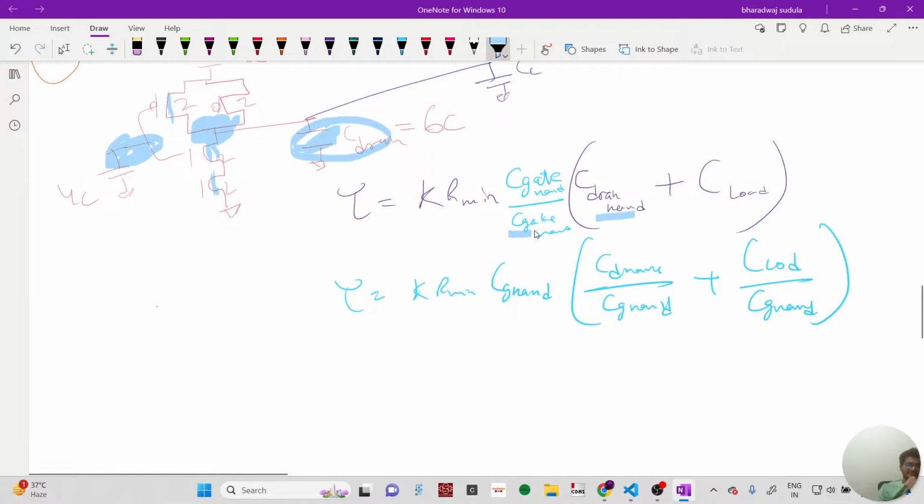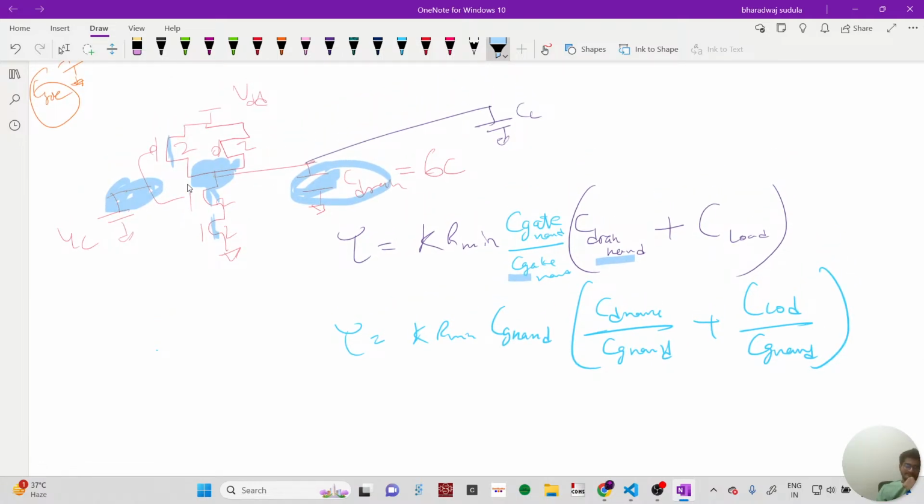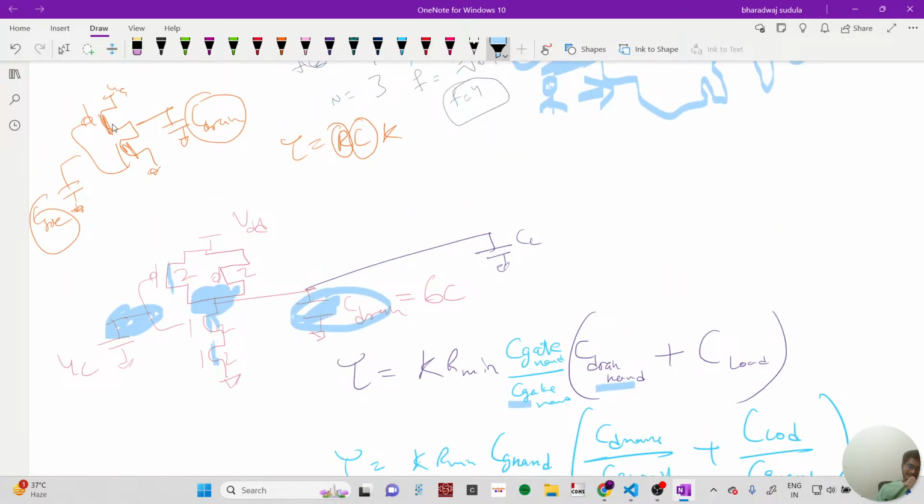But if you observe carefully, an inverter has NMOS and PMOS, and NAND also has only PMOS and NMOS. It's not like there is some XMOS or KMOS, LMOS, AMOS, BMOS. Not like that, right? These are only PMOS and NMOS. So the characteristics of the gate remain the same. The only thing that changes is the sizing.